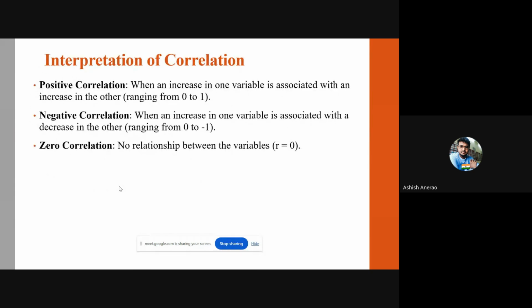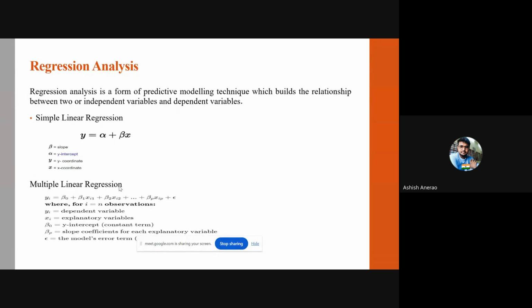Next is interpretation of correlation. If our correlation value lies between 0 to 1, then we call it positive correlation. If our correlation value lies between 0 to -1, it's a negative correlation. And if our correlation value r is 0, then that indicates no correlation.